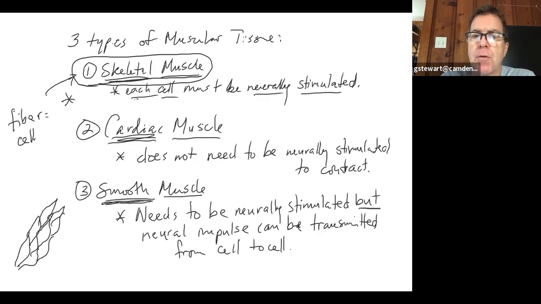They do need some sort of physical neural stimulation, just like skeletal muscles. However, the cell can transmit that electricity from cell to cell. So each individual cell does not need its own nerve like skeletal muscle. So we can get the whole sheet of muscle to contract by just stimulating it in much fewer places. And then the electricity can actually be transmitted from cell to cell.